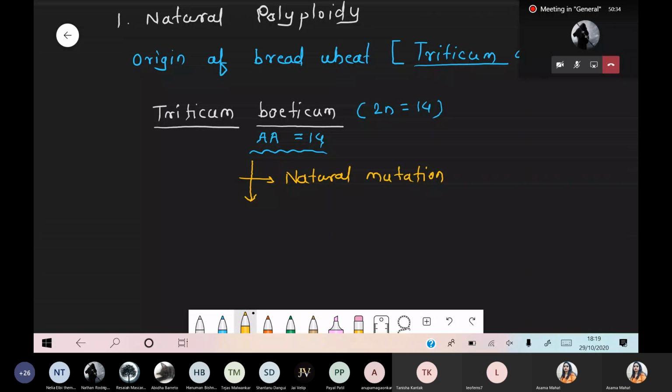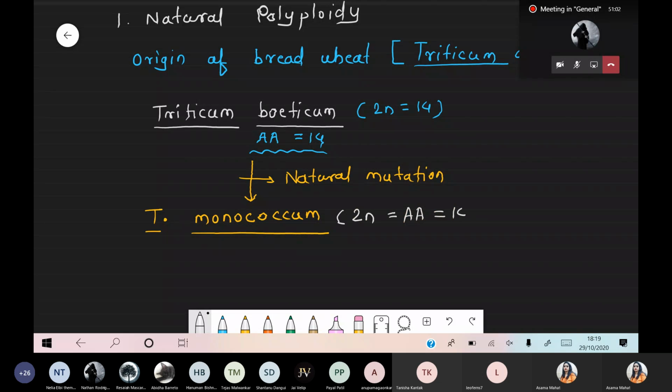And after this natural mutation, now it is converted into Triticum monococcum. So it is converted into T for the Triticum. I'm not writing the Triticum entire. And now it is converted into monococcum. It will form a species. If you are talking about the diploidy level, here also it was the same. That is diploid condition AAA, and the number of chromosomes is the same, that is total 14 chromosomes.